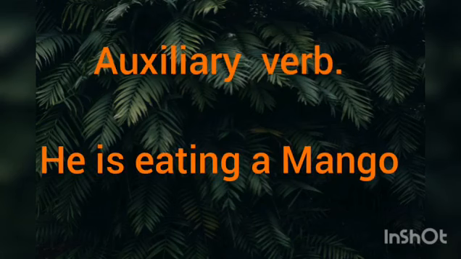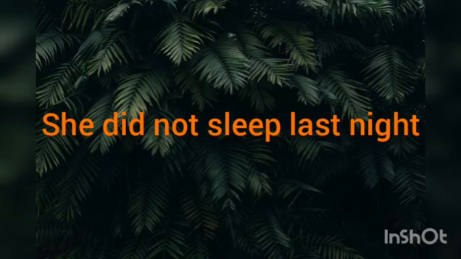These auxiliary verbs always come with the main verbs only, right? So auxiliary verbs do not have a separate meaning, only the main verb has the meaning. For example, he is eating a mango. So in this sentence, is is an auxiliary verb and it does not have meaning, and eating is the verb which gives meaning, correct? So the auxiliary verb denotes present tense, right? One more example. She did not sleep last night. So here, did is an auxiliary verb and it denotes past tense, right?